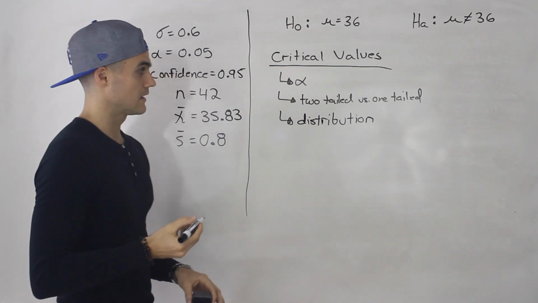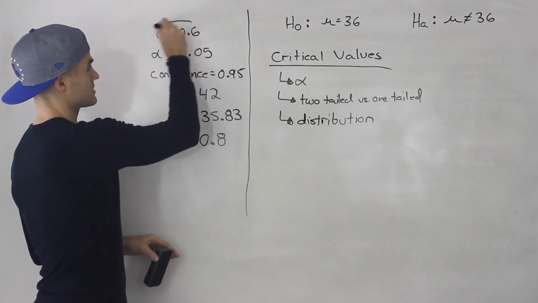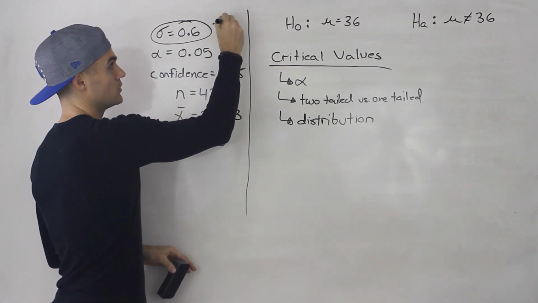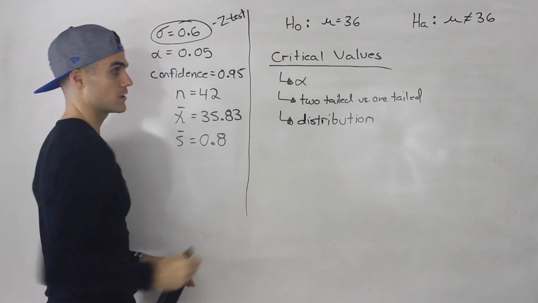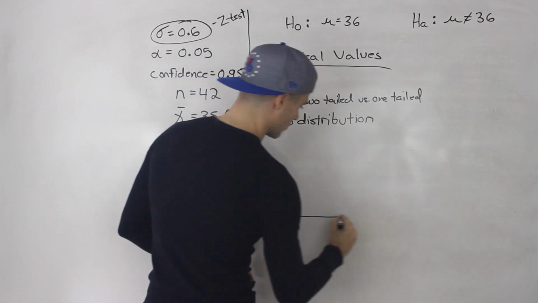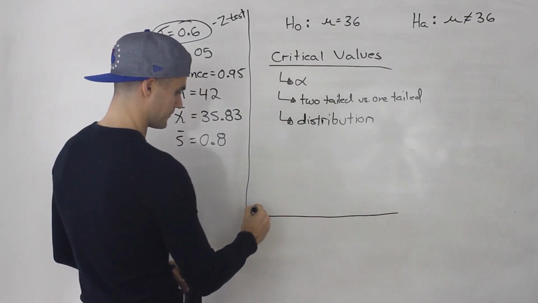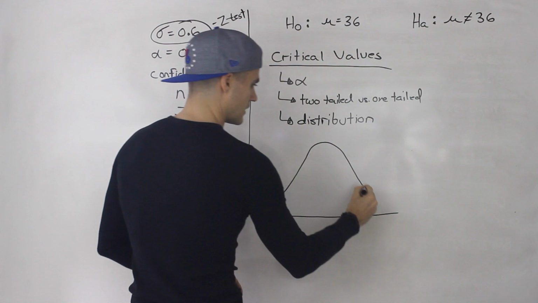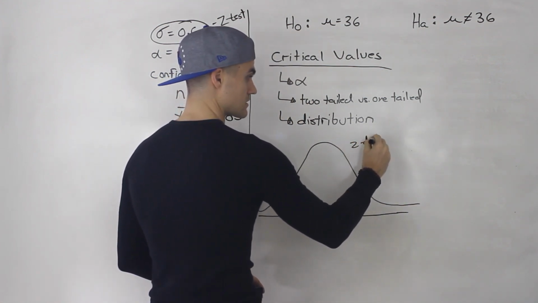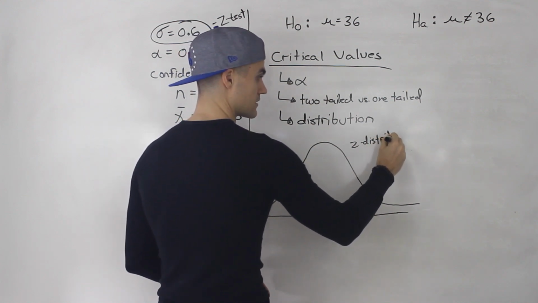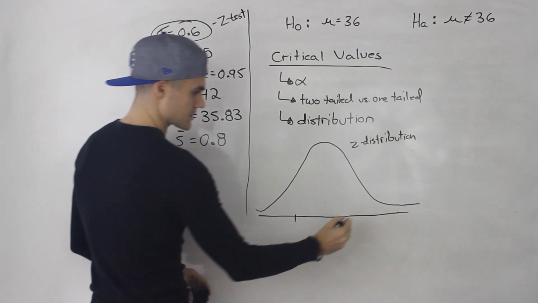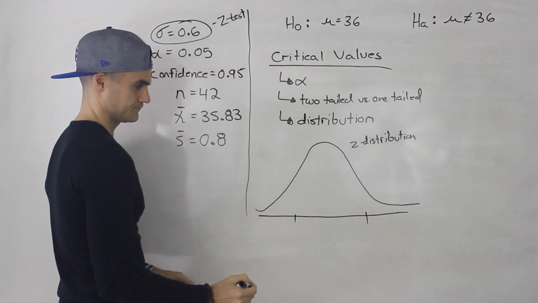That you are using. And notice in this case, because we are given the population standard deviation, we're going to be doing a Z test, or we're going to be using the Z distribution. And so the way this is going to look is we're going to be looking at a Z distribution. That's where we're going to be doing the hypothesis test. And there's going to be two critical values, here and here.